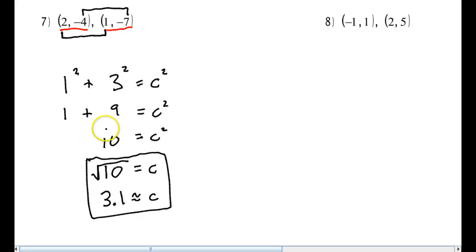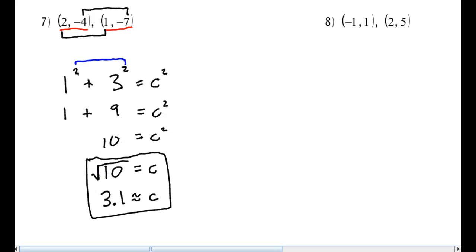Do I care about negatives? No. Why not? Because we're going to square it. If I got negative 1 here, I'll square it and I'll get 1. If I got negative 3 here, well, negative 3 squared is positive 9. So the idea that it's positive or negative, distance has no negative. You're going to square it anyway. So don't worry about negatives if you get them.